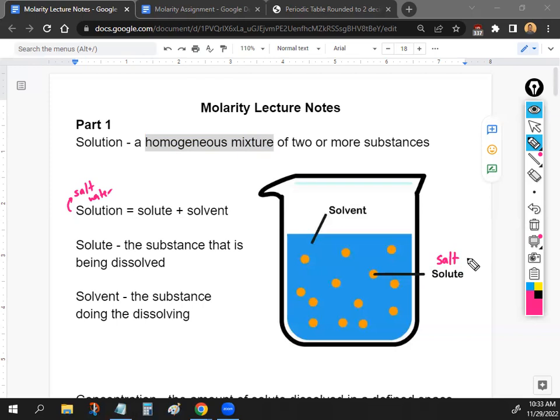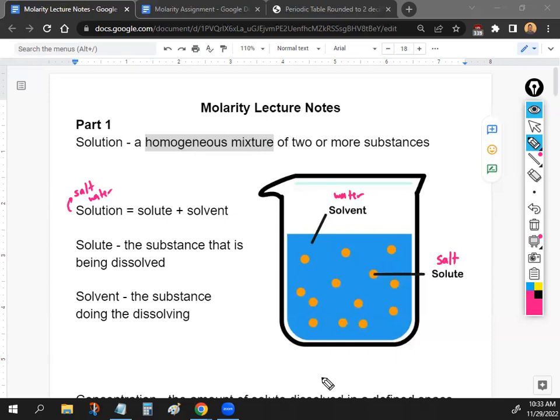And then solvents are the things that do the dissolving. So again, salt water, what's the thing doing the dissolving? Yeah, water, right? Super easy. I'm not trying to trick y'all. So water is the solvent. Typically in our labs coming up, water is always going to be the solvent because we use water to dissolve things inside of it.